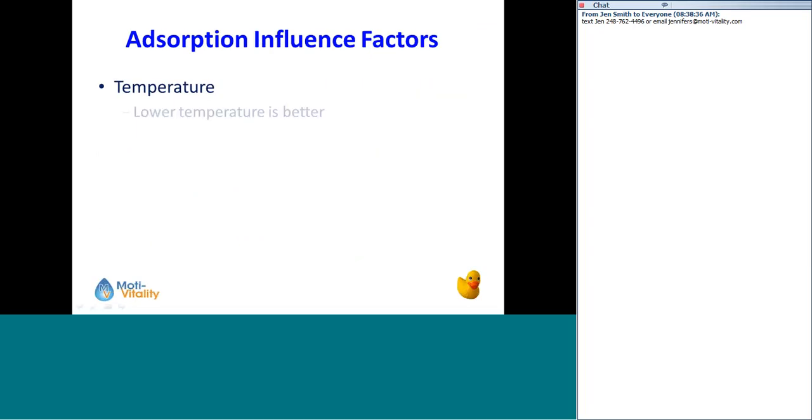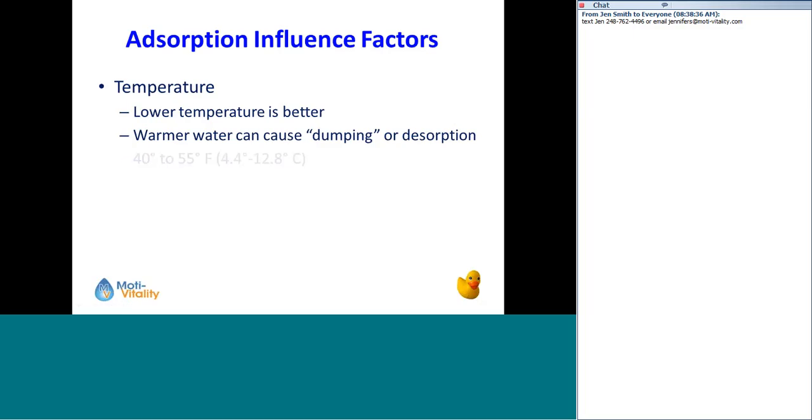Temperature will affect adsorption. The lower the temperature, the better for adsorption. Warmer water can cause dumping or desorption, which is what we just talked about. With the refrigerator carbon filter, the dumping will be higher if the water is warmer, because lower temperature will reduce some of that dumping or desorption. It's best to have 40 to 55 degrees Fahrenheit, or in Celsius, 4.4 through 12.8 degrees Celsius.